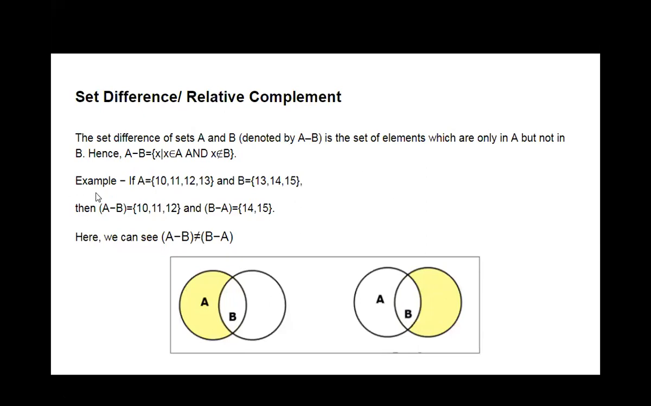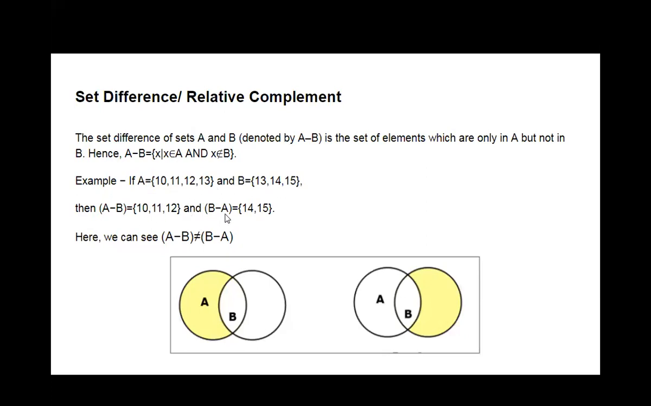Now we will see the example: A is the set 10, 11, 12, 13, and B is the set 13, 14, 15. Then what will A minus B be? 10, 11, 12. Getting 13 will not be there because 13 is there in B also. So A minus B will be 10, 11, 12. Only the elements of A, not the common elements, we are going to consider.